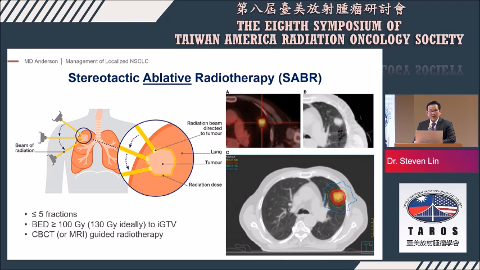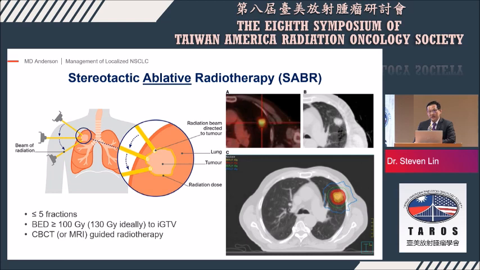And of course, when we talk about SABR, it is stereotactic ablative radiotherapy. These are truly ablative doses of radiation that we do. This is defined as less than or equal to 5 fractions of radiation, trying to achieve a BED, a biological equivalent dose, of greater than 100 gray at least. 130 gray is what we try to achieve ideally to the IGTV. And of course, this will all be done under cone-beam CT or image guidance.